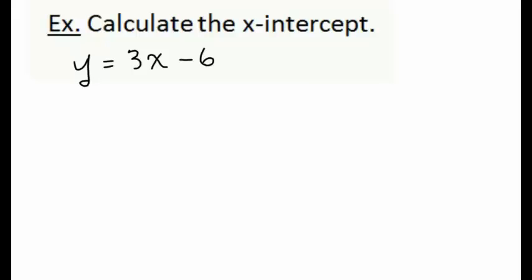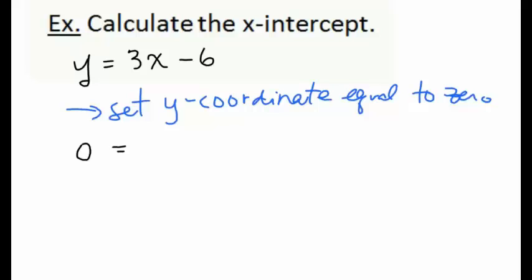If we do have the formula for our line, what we do is we set the y-coordinate, or the y value, equal to 0, and try to figure out what the x-coordinate is of our ordered pair. So setting y equal to 0 in our equation gives us 0 equals 3x minus 6.